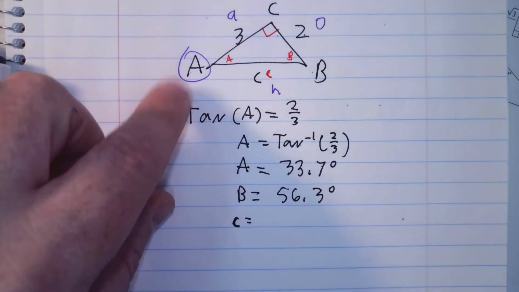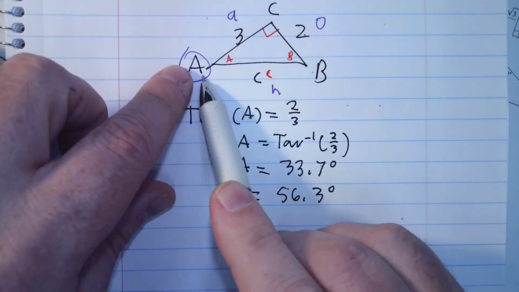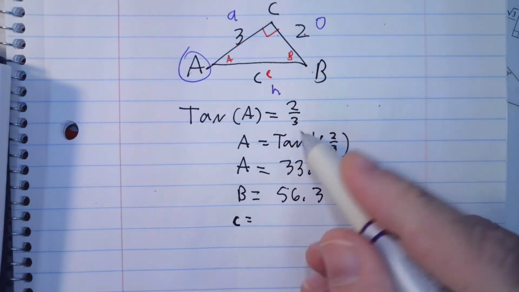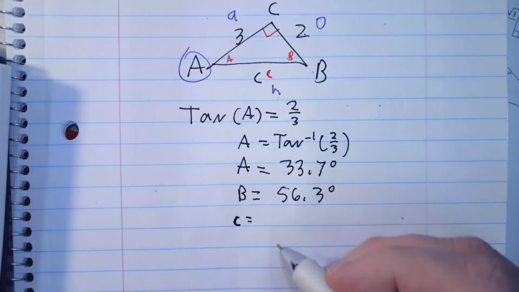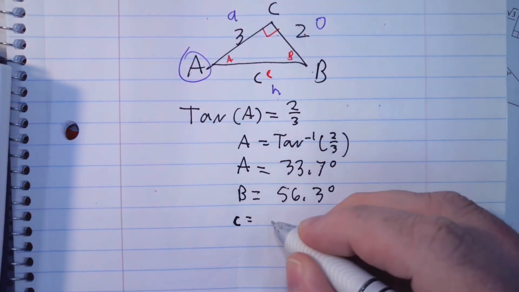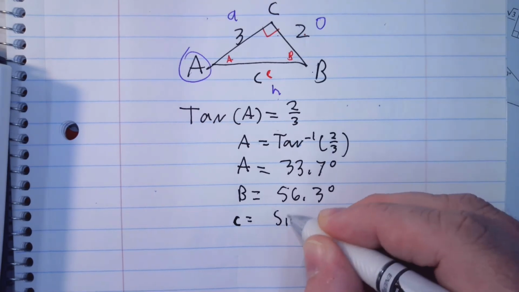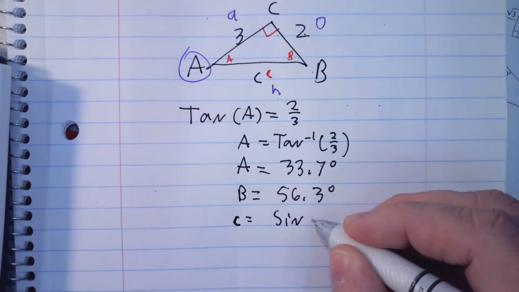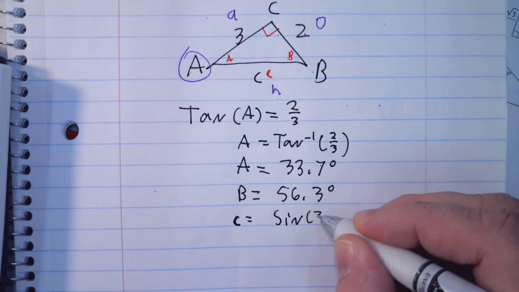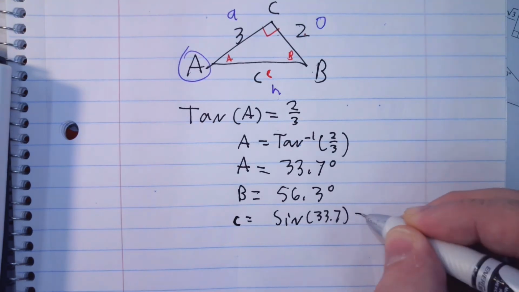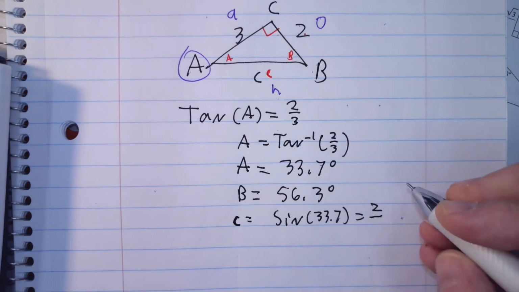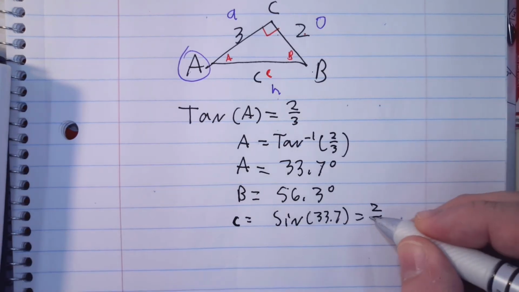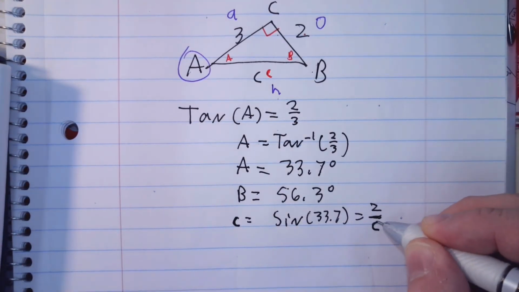So I'm going to use the same angle. I'm going to use angle A. And I need to find the hypotenuse. So I'll just use sine because I don't know what else to use. Sine sounds like a good idea. So sine of A is going to equal opposite over hypotenuse. I don't know what it is, so I'll put little c as my variable.